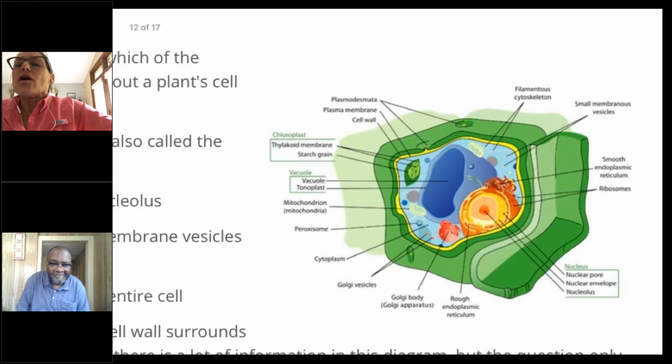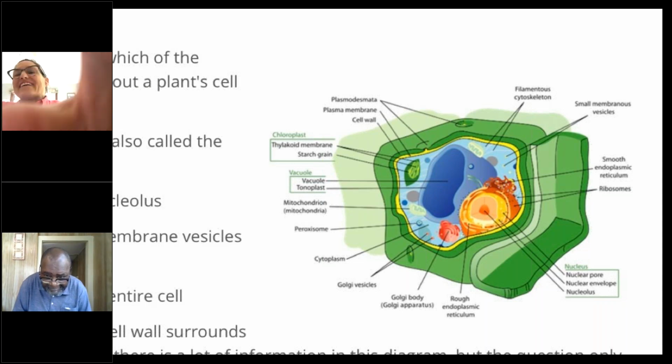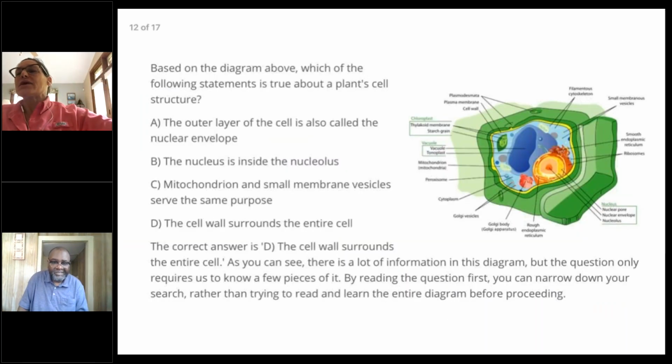That's true. Find the cell wall. Okay, yay, we found the right one. So D was the right answer. And you see how we didn't have to be a cell expert? You just had to find and understand this picture.